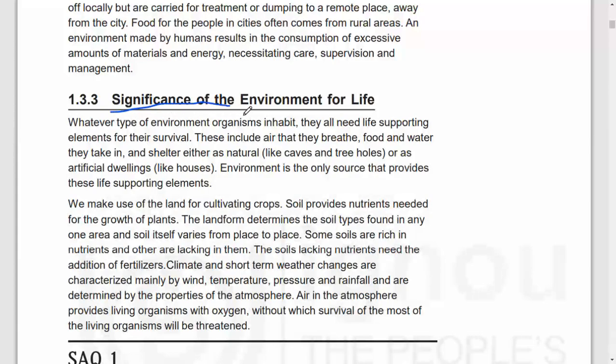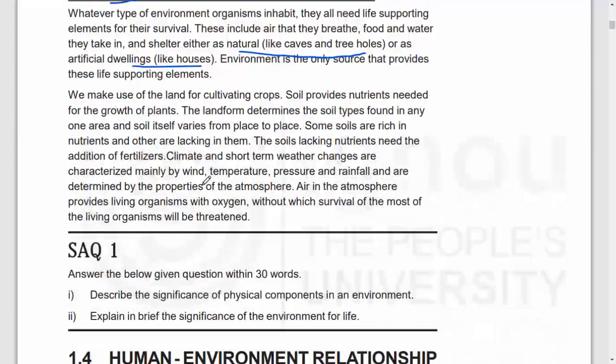Significance of the environment for life. Whatever type of environment organisms inhabit, they all need life-supporting elements for their survival. This includes air that they breathe, food and water they take in, and shelter, either natural like caves and tree holes, or artificial dwellings like houses. Environment is the only source that provides these life-supporting elements.